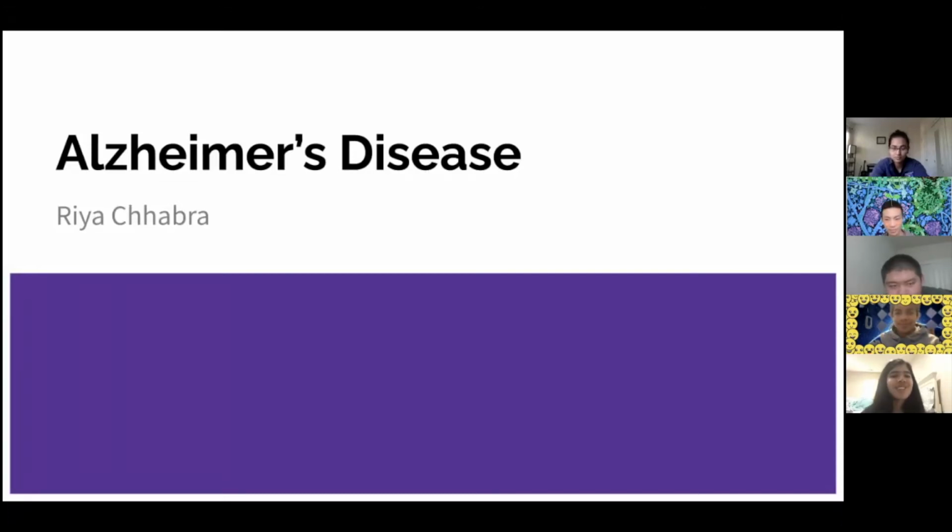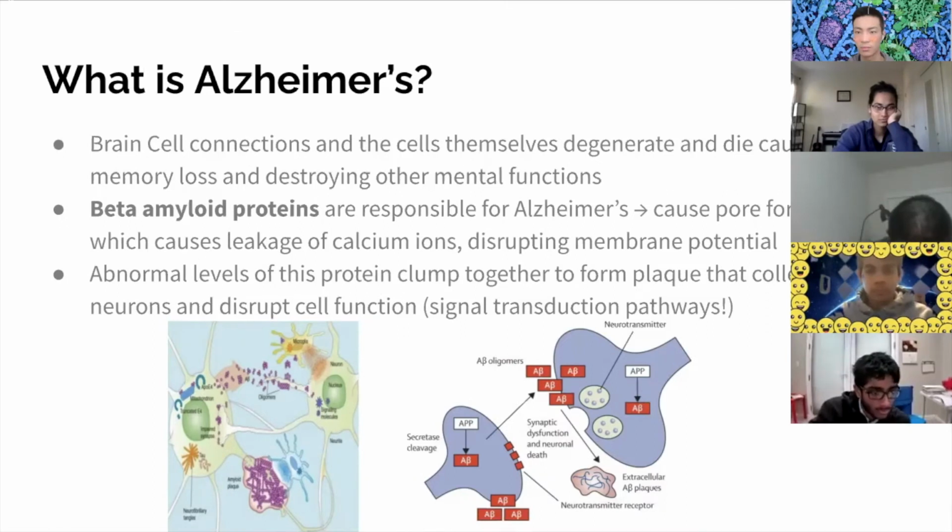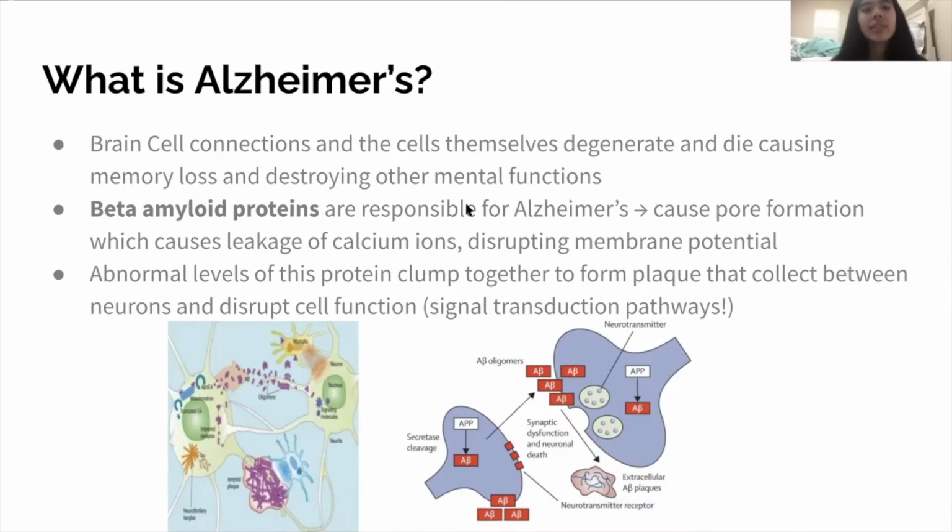And I chose this topic because there's so little research on it and it affects so many people around the world. So, Alzheimer's is basically when brain cell connections and cells degenerate and die, which causes memory loss and the destruction of other mental functions.